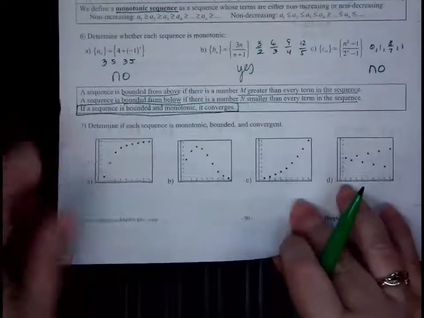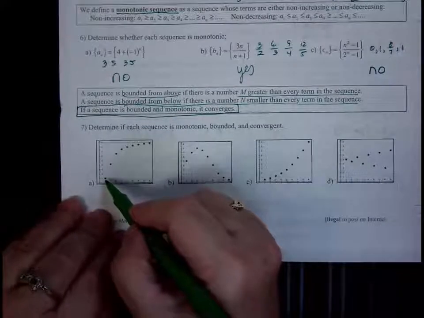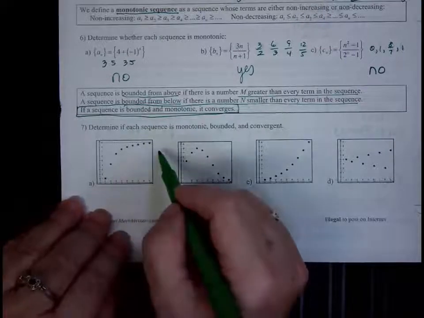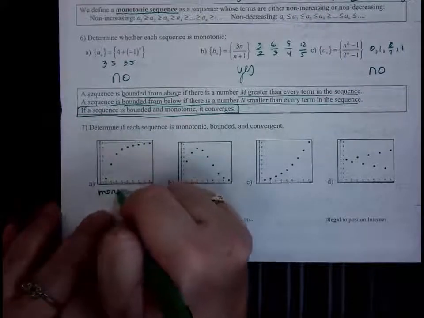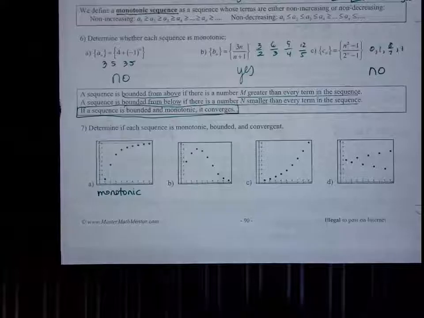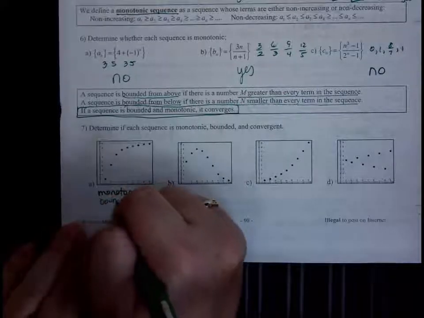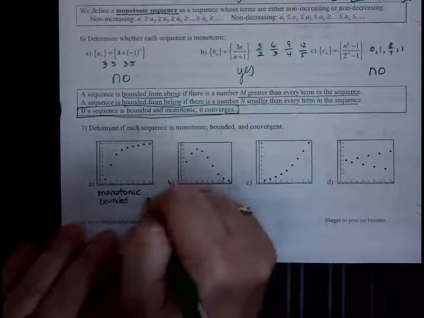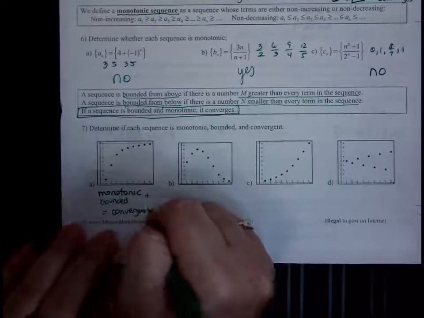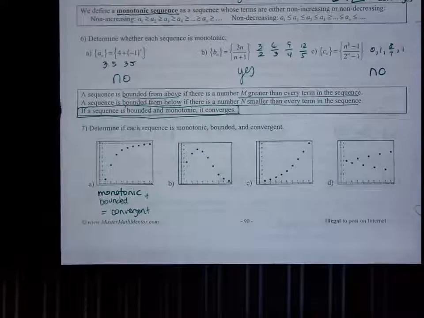Okay, so let's take a look at number 7. Letter A. Is this thing monotonic? Always going up or always going down? Yes, so it is monotonic. Is it bounded? The answer is yes, because it's got that dotted line up there showing the upper threshold. Because it is both, monotonic plus bounded equals convergent, definitely. It has to be both in order to converge.